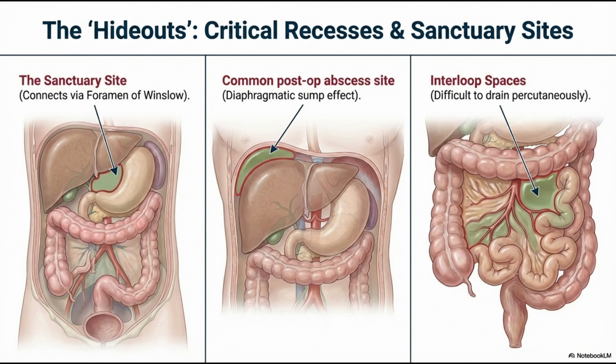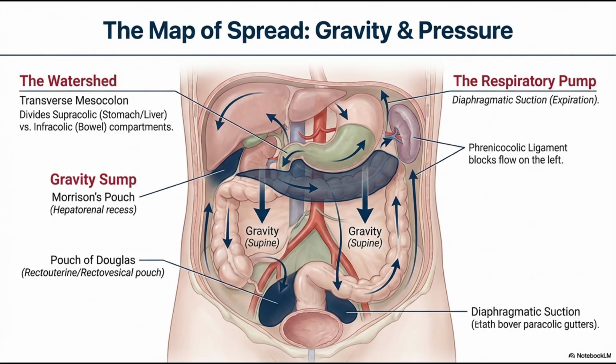Okay, space number 4, left subphrenic. This one is different from the right. It's protected by the phrenicocolic ligament. Explain that structure. It's a fold of peritoneum that connects the splenic flexure of the colon up to the diaphragm, and it acts like a dam. It prevents fluid from the left pericolic gutter from easily washing up into the perisplenic area. So it actually blocks that respiratory pump effect we were just talking about.